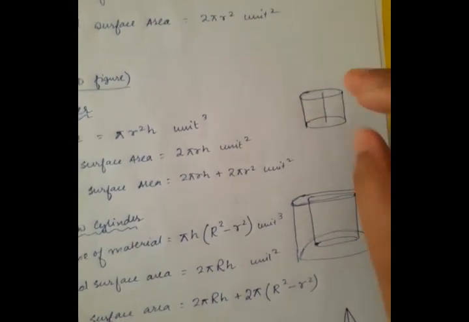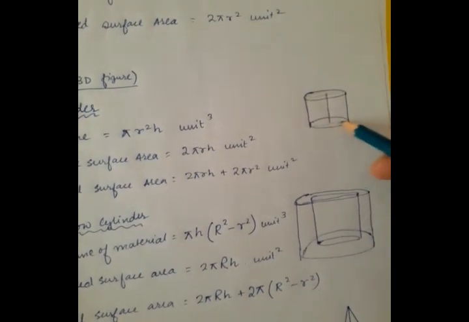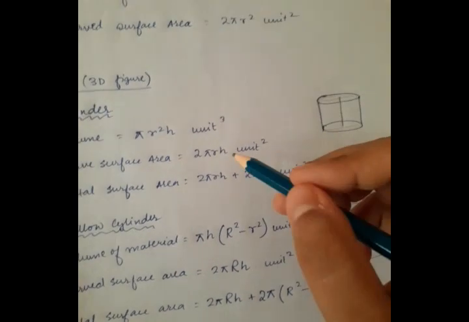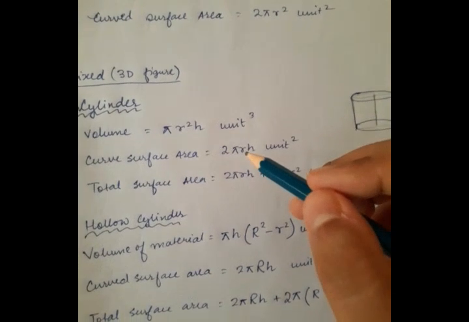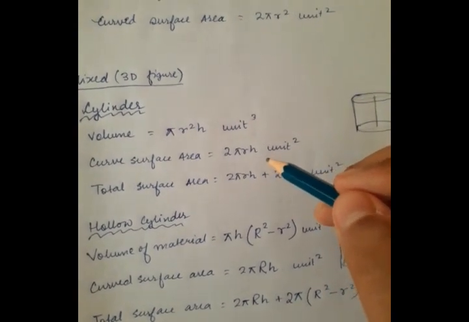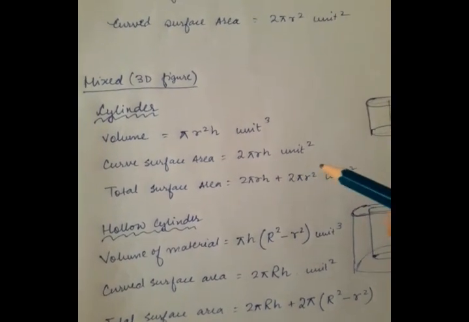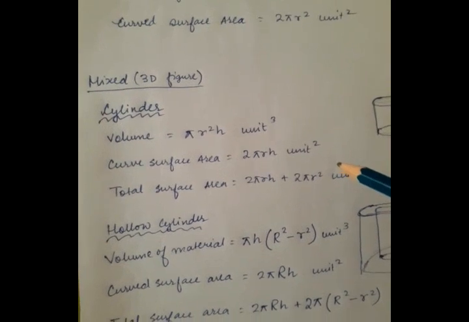What is the curved surface area? This part, not these two. Excluding the upper base and lower base, the part is known as curved surface area, that is evaluated by 2 pi r h. That is the perimeter into height. Remember this, perimeter into height will be giving the lateral surface area or the curved surface area.